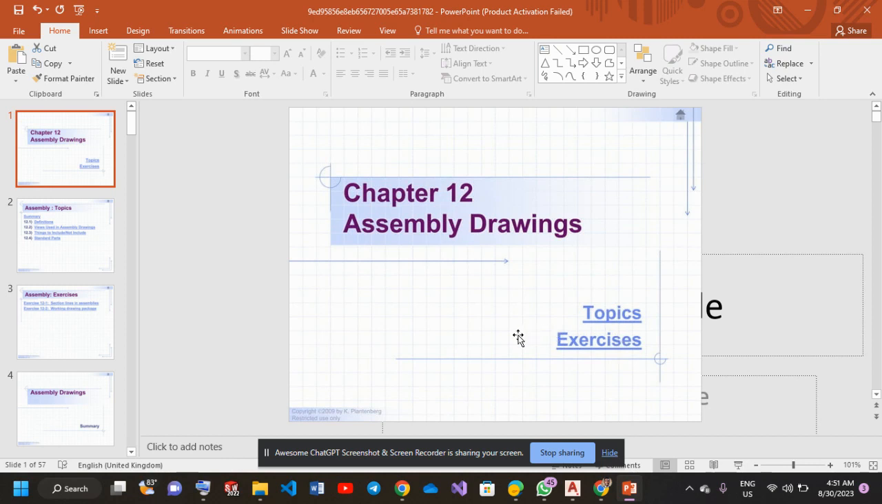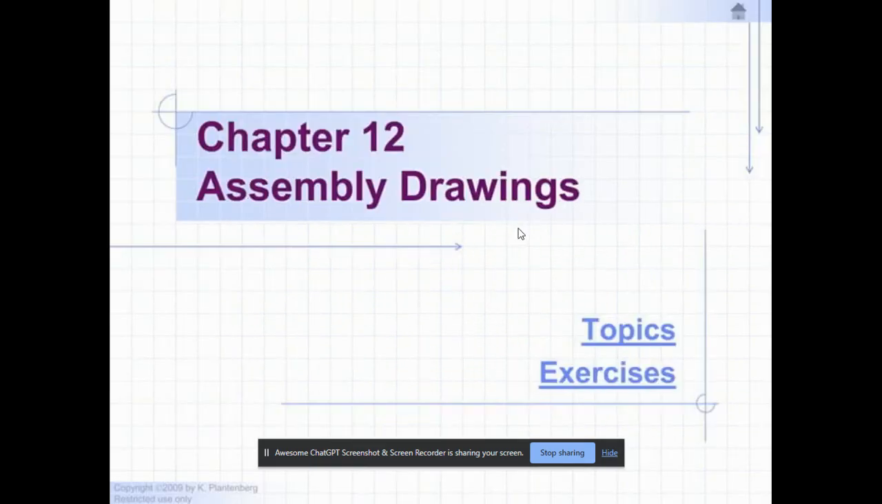And today we are going to look at a new topic in our AutoCAD mechanical class, and that is assembly drawing. So, at the end of this presentation, we will be able to understand assembly drawing. What are the things that are required of us in assembly drawing? The things to include, the things not to include, and how should an assembly drawing look?